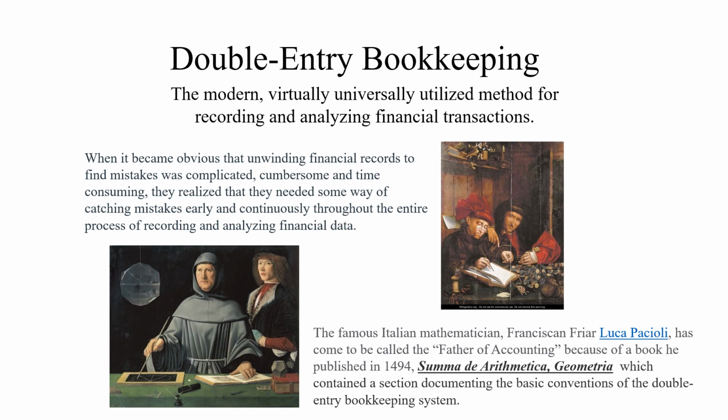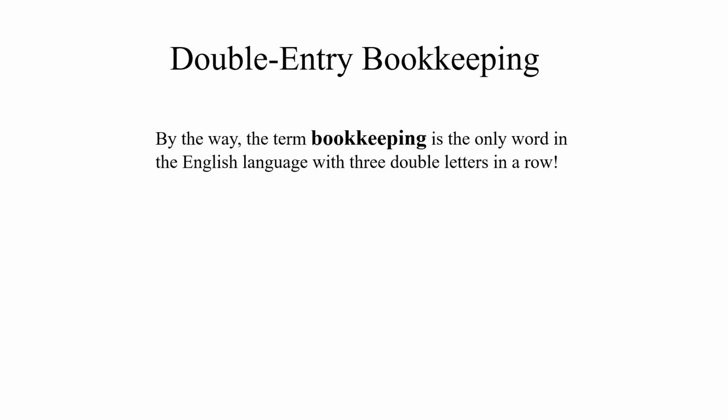The famous Italian mathematician, Franciscan friar Luca Pacioli, has come to be called the father of accounting because of a book he published in 1494, Summa Arithmetica Geometria, which contained a section documenting the basic conventions of the double-entry bookkeeping system. By the way, the term bookkeeping is the only word in the English language with 3 double letters in a row.